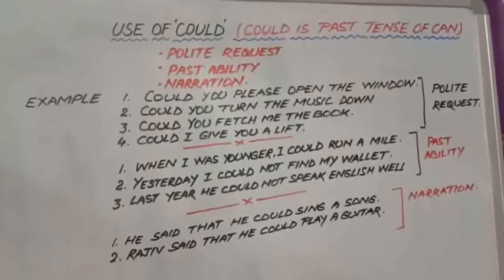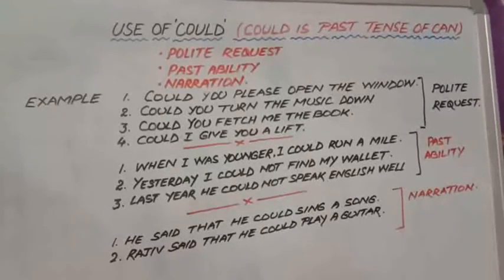Last sentence. Last year he could not speak English well. So again I am talking of the past, last year. Last year he could not speak English well, but this year yes, he can speak English. So I am not talking of this year, I am talking of last year. Last year his inability was that he could not speak English, and that was past ability.